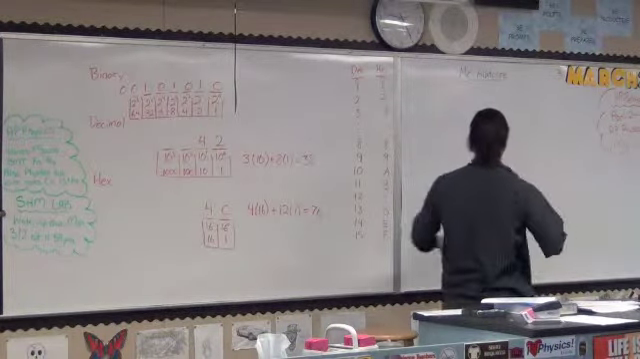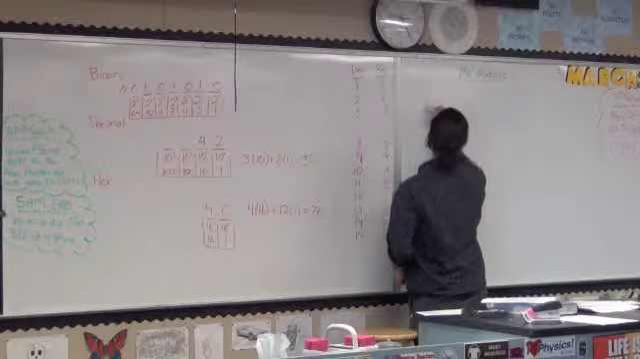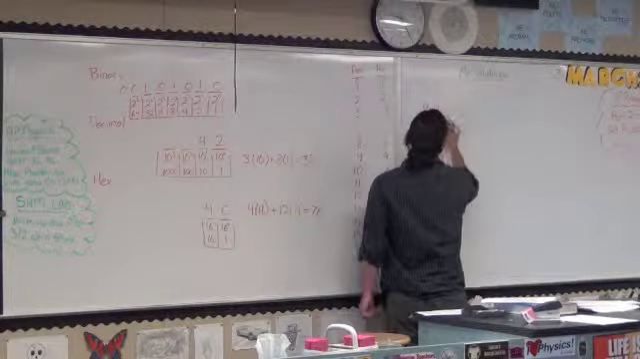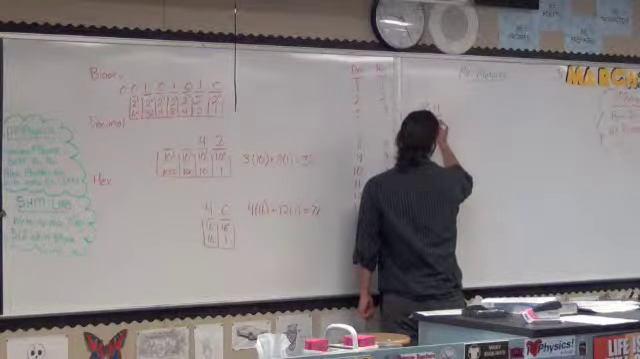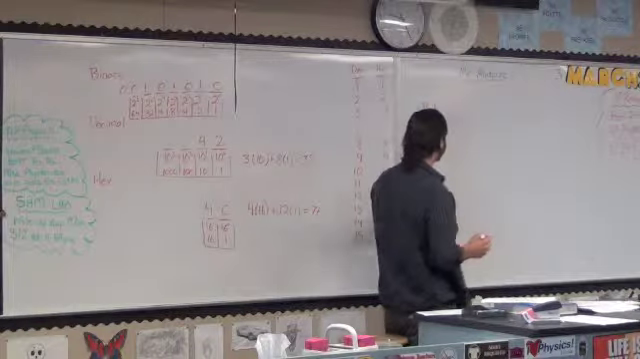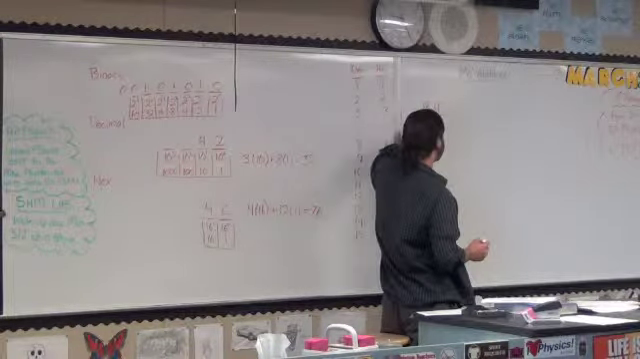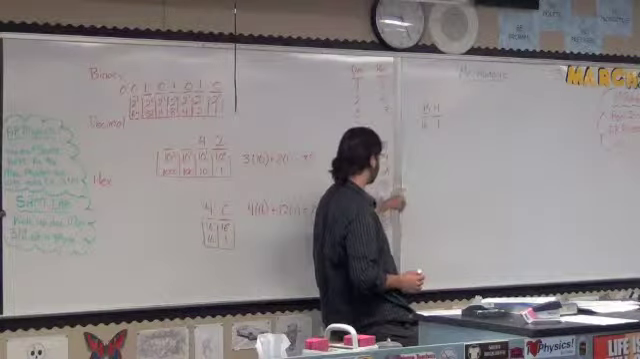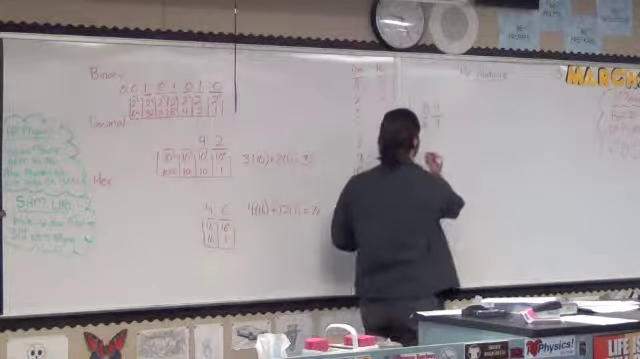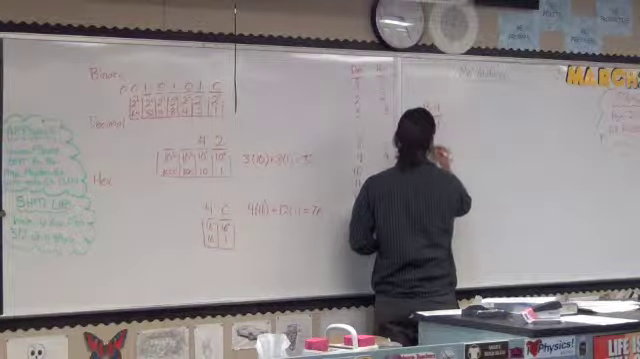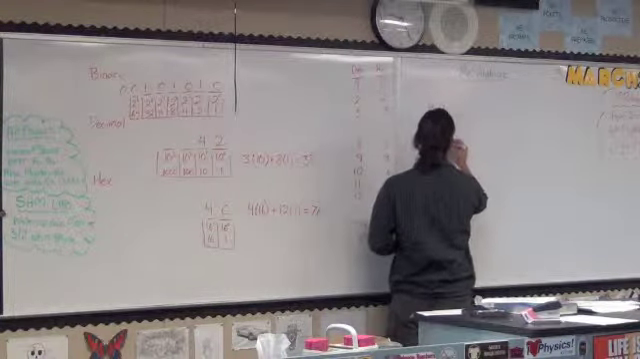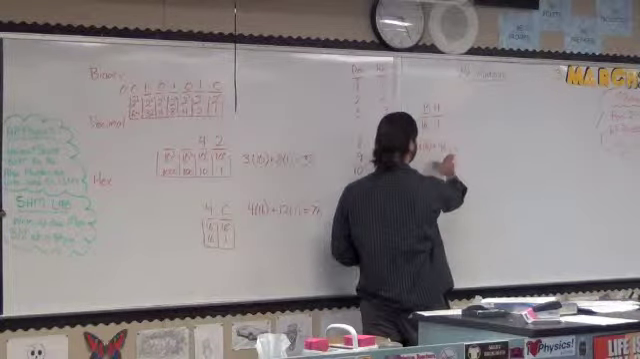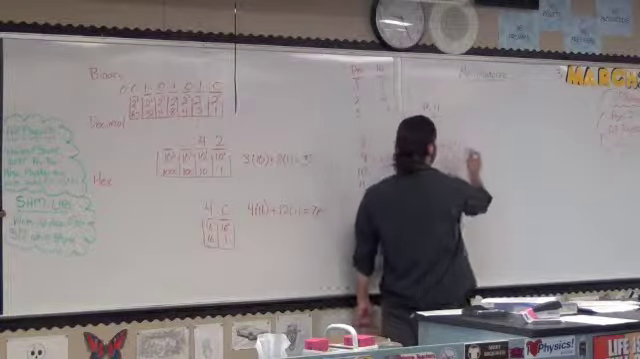We'll do a different example. I'll do B4, right? So in hexadecimal, this is your ones place and this is your 16s place. So you've got to do whatever this number is times 16 plus 4 times 1. What is this number in hexadecimal? B is 11, right? So you're going to have 11 times 16 plus 4 times 1. 11 times 16 is 176, plus 4 is 180, right?